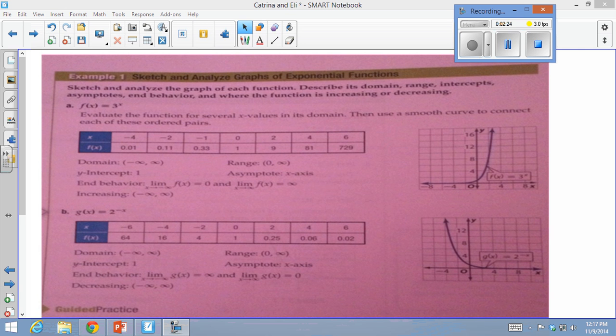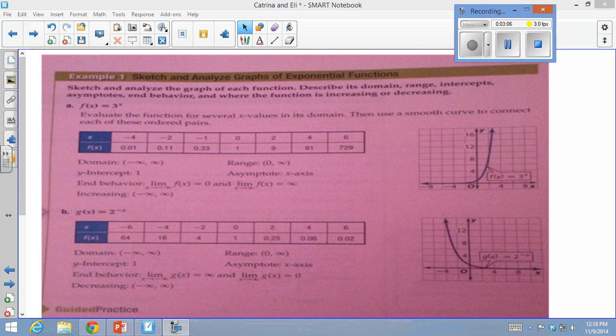So, the domain is negative infinity to positive infinity. The range is 0 to infinity. Our y-intercept is 1 because when we plugged in x equals 0, we got y equals 1. The asymptote is on the x-axis, and our end behavior is as x approaches negative infinity, our y value will approach 0. And as our x value approaches infinity, our f of x value will approach infinity. Increasing, this graph will be everywhere, so it is from negative infinity to positive infinity because it is never decreasing on this graph.